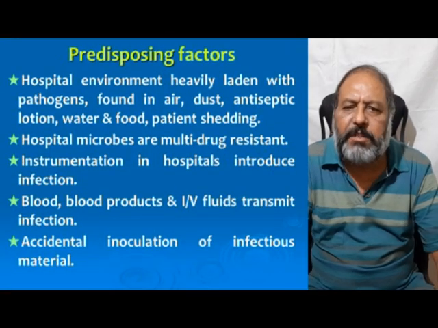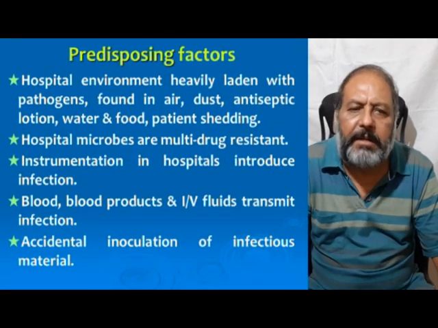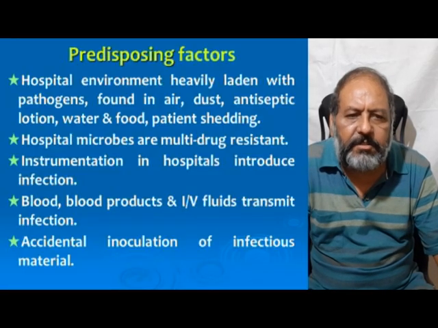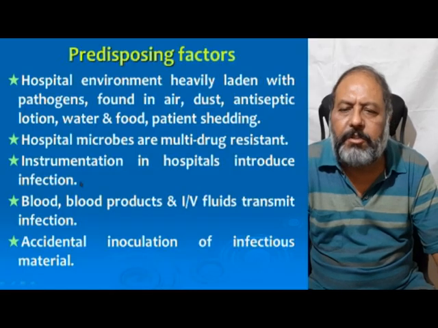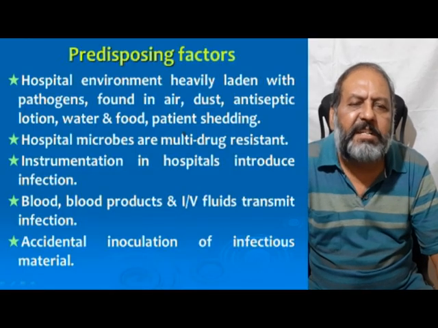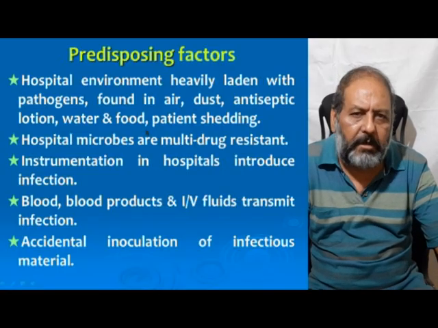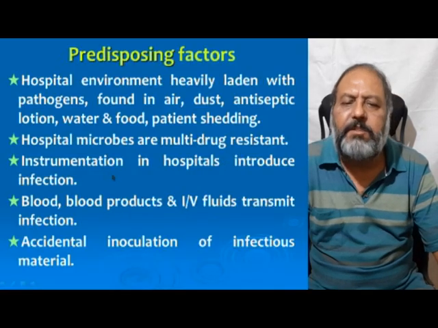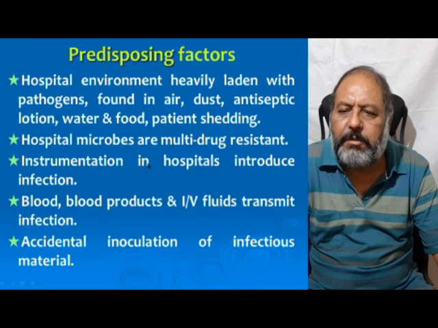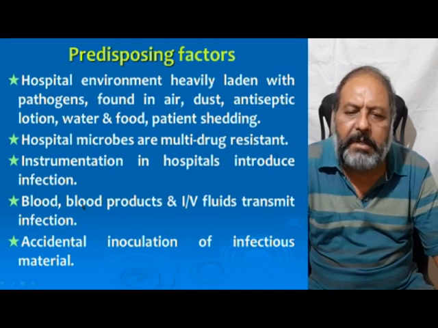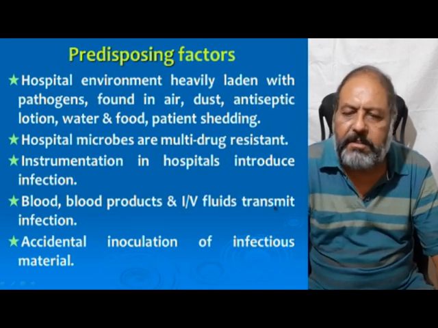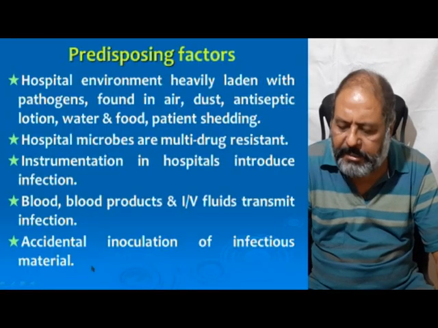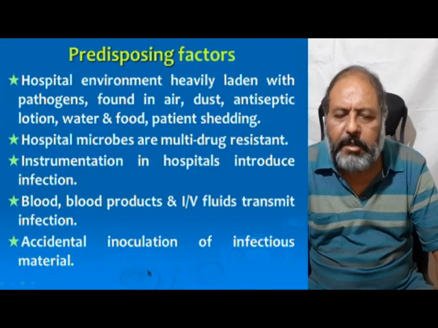Now, predisposing factors: the hospital environment is heavily laden with pathogens found in air, dust, antiseptic lotions, water and food. Patient shedding is also responsible for that. Hospital microbes are multi-drug resistant. Instrumentation in the hospital introduces infection, and blood products and IV fluids transmit infection. There is also accidental inoculation of infectious material into the patient's body.